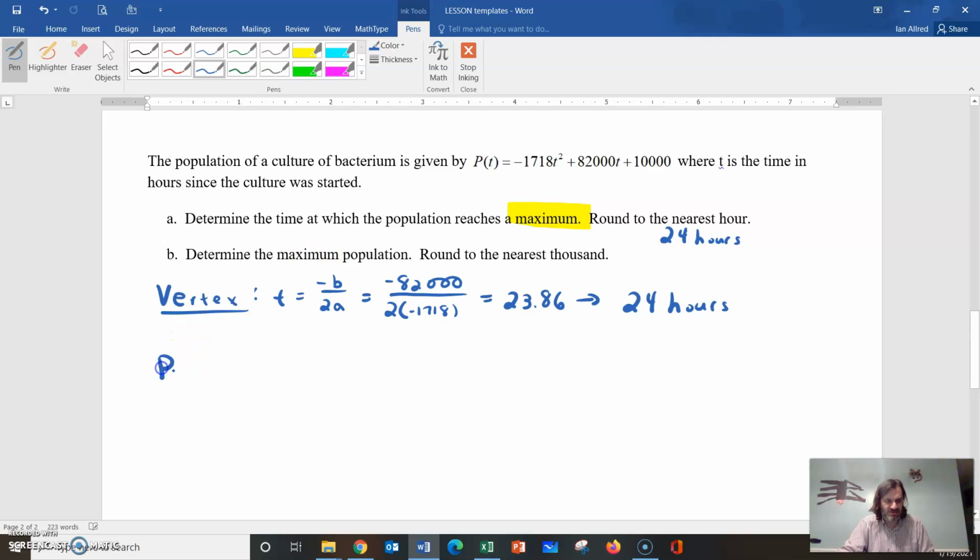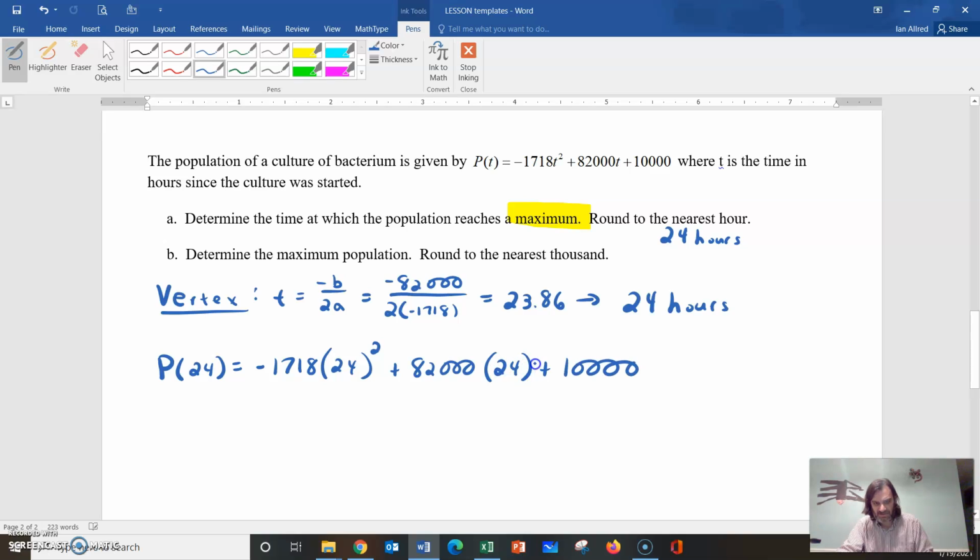So that would be the actual y part of it. So basically we're going to plug 24 in here. So negative 1718 times 24 squared plus 82,000 times 24 plus 10,000. And it says round to the nearest 1,000. So let's see here. It's going to take a little bit of time. 24 squared times negative 1718. Ooh, that's a big number. So I'm going to take it in steps just in case you need to follow along.